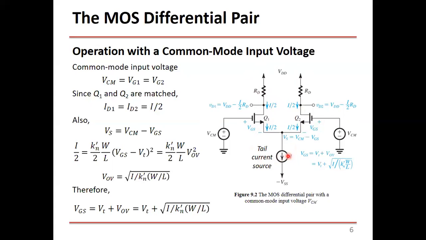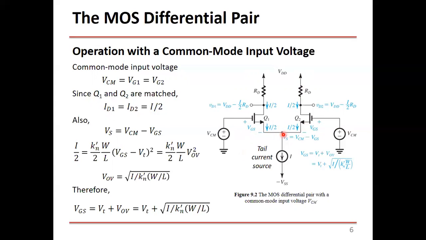So the I is the tail current source. Half of this current will be in this side and half of it will be in this side. So we have ID1 equals ID2 equals I over 2. Also VS. Okay, go ahead. I just wanted to know, because I don't think I caught that. So the current splits in half because of the equivalent impedances that we ideally have across both transistors, correct?